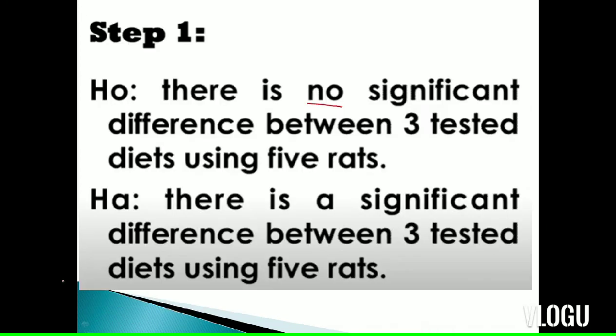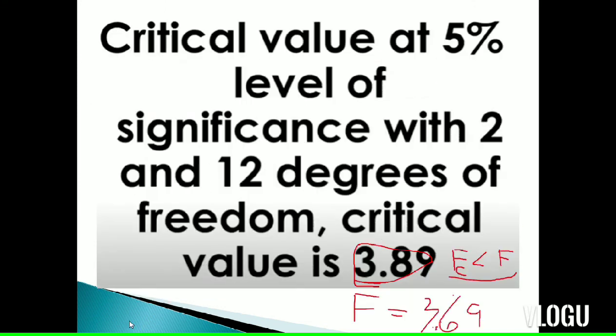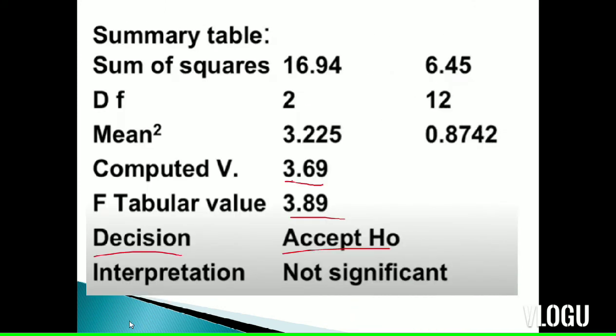So balik ko na ito itong kuhaan sa step 1. So, muna ning atong A. Kuhaan, interpretation. There is no significant difference between 3 tested diet using 5 rats. Kay, reject man nato itong HA. So, interpretation, not significant. Kaya nga naman, accept HO, ang null hypothesis.